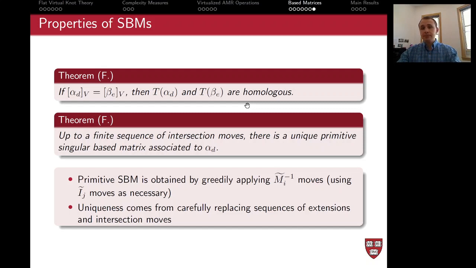And in all of the cases with all of these base matrices, you can show that the uniqueness you get can be achieved by very carefully replacing sequences of extensions and intersection moves in clever ways. Now this all came from Turaev's construction of the base matrix, which is really analogous to the construction of the Seifert matrix for a classical knot. So this is some kind of algebraic tool that we can use, and because of the means by which we obtain it and the uniqueness of the primitive singular base matrix, it's something we can practically use.